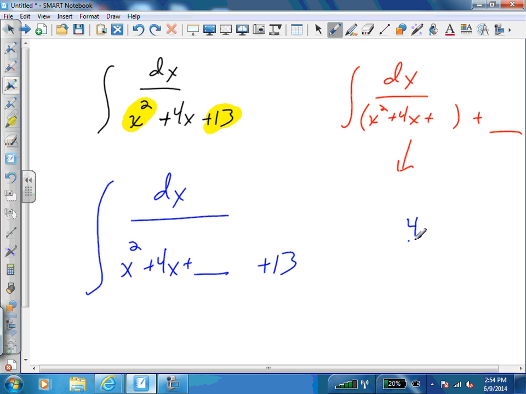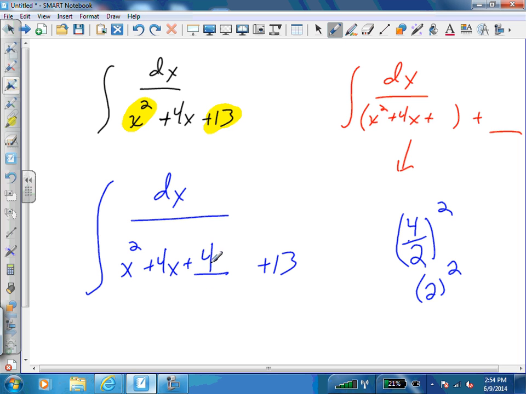You could, but there's a shortcut. Remember, we take half of that coefficient and then square. 4 divided by 2 is 2. 2 squared is 4. That's a perfect square trinomial.